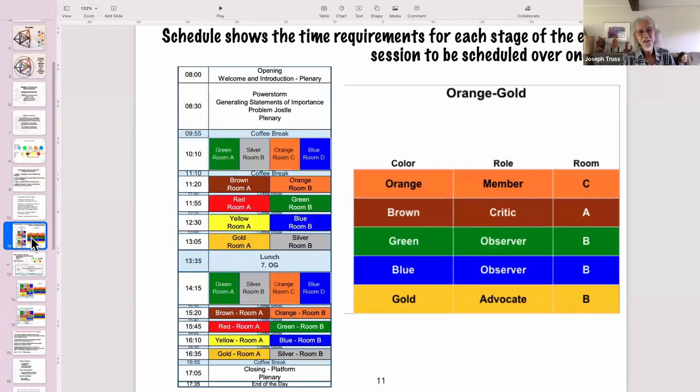So where do we go? This is an example of the schedule. I don't intend to go through this in detail, but this is just to show you. You have 4 rooms that are marked based on the color of the topic, and every person, as in syntegration, has a defining badge. And this badge is your navigation system. It tells you the colors that you are a member, critic, observer, and advocate of, and it tells you which room you're going to be in which session. And so it's very, very simple in terms of a scheduling algorithm.